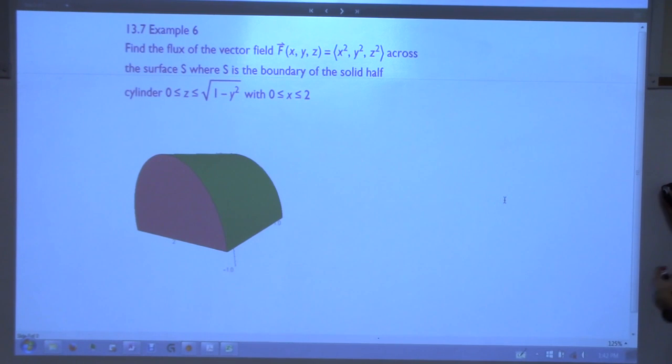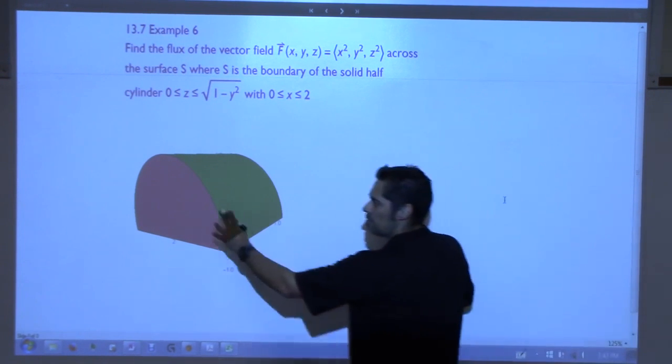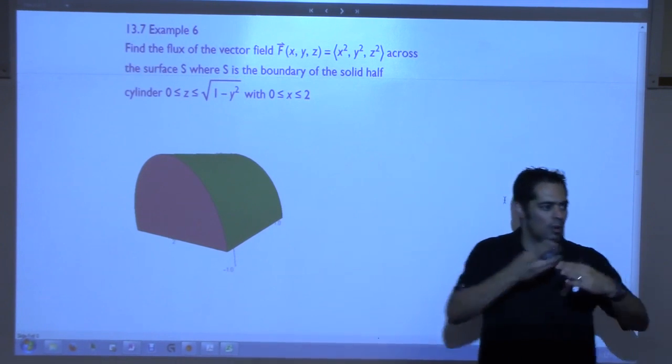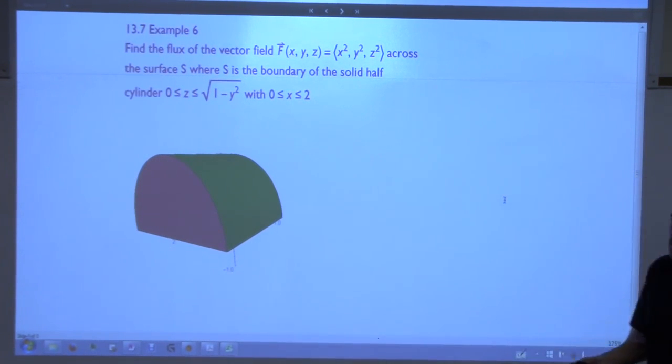But then you would have to find a parametric representation for each of these, and then you would have to take the partials and cross them. It just can be tedious. But you can check it for yourself. It would work out the same.